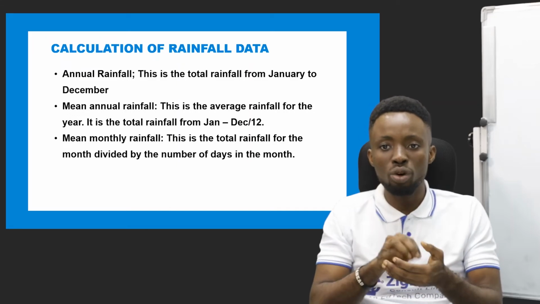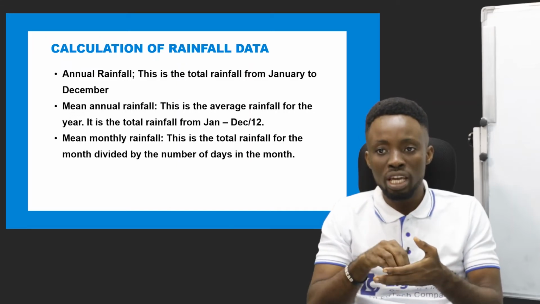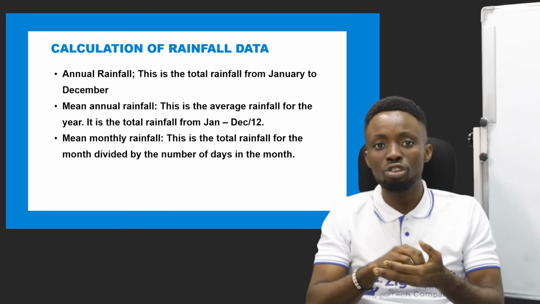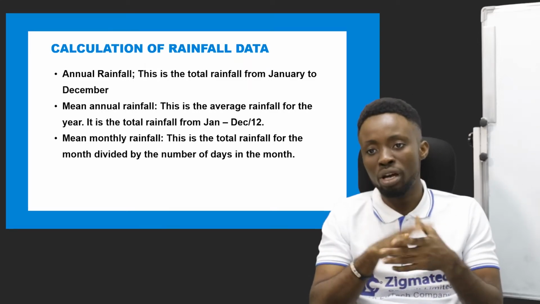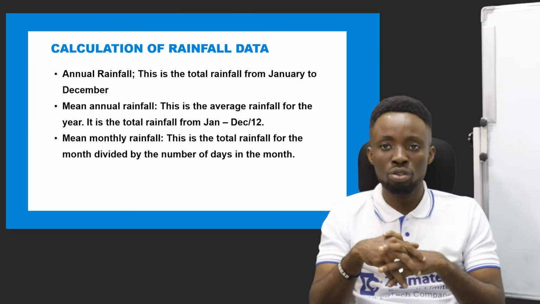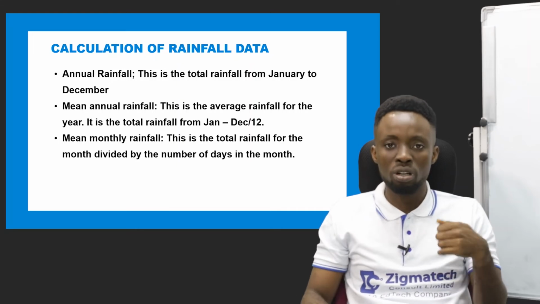And for the mean monthly rainfall, we take note of the rainfall for the number of days in that particular month, and we divide by the total number of days to get the mean monthly rainfall.